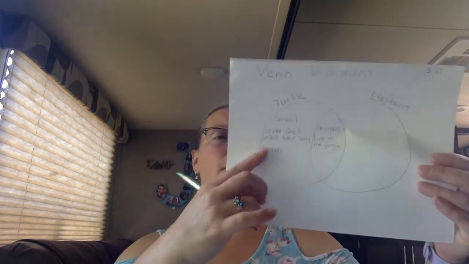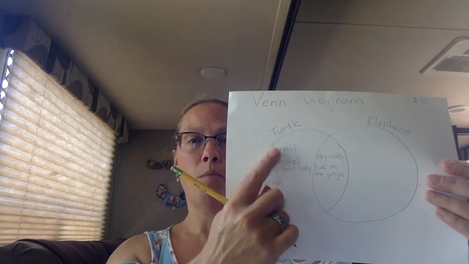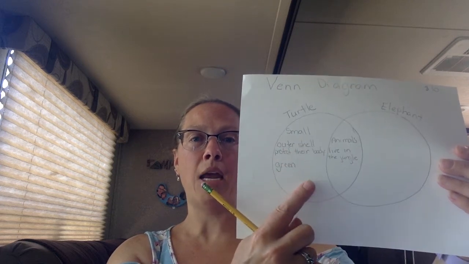Let's see, what else do we know? Oh, did somebody say that turtles are green? I wrote the word green. So we know that turtles are small. They have an outer shell that protects their body. They are green. Now let's think of elephant. How can we describe elephant? How is elephant different than a turtle?